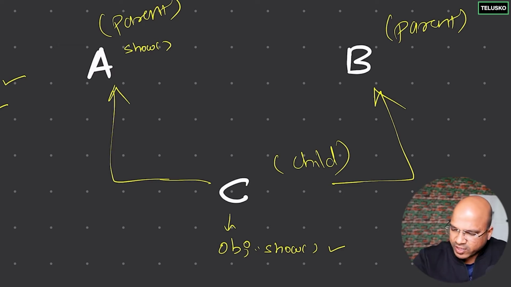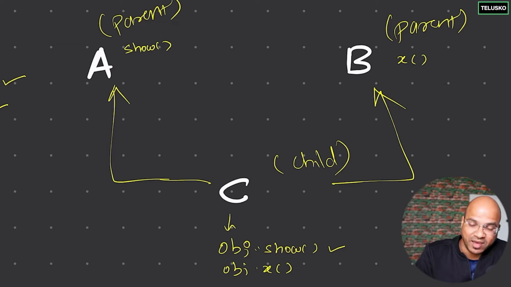Now let's say in B we have a method called X. Now if you say obj.x, will this work? Now it will search in C. In C, we don't have it. In A also, we don't have it. In B, we have it. So this will also work.